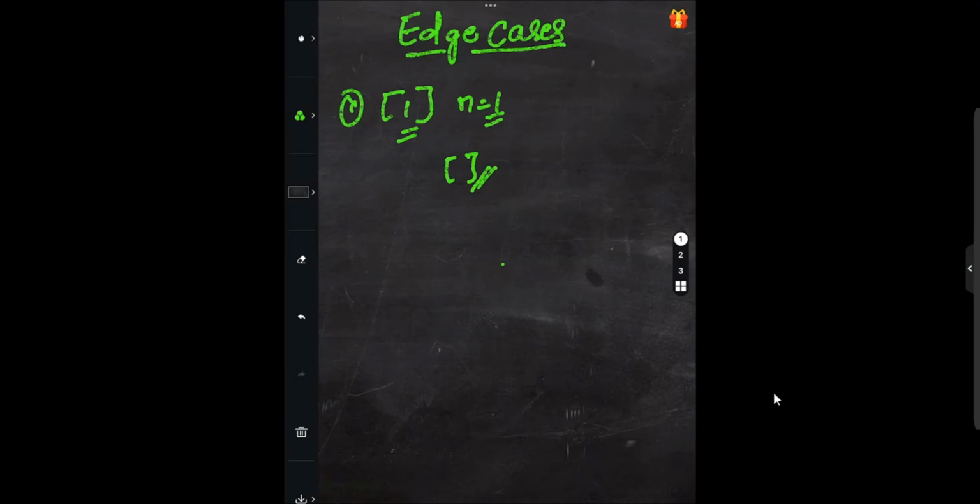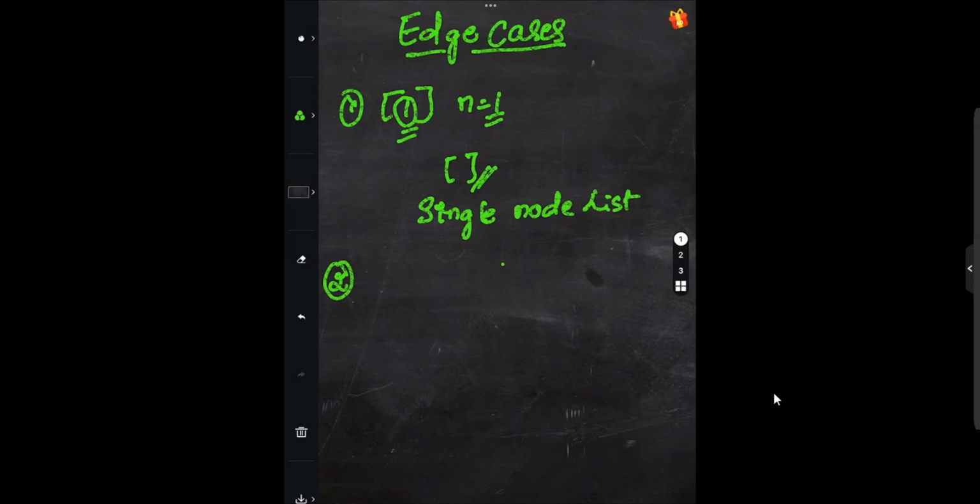N is given as 1 here. We are considering n as 1 and we are removing this element, so the output will be an empty array. The list becomes empty after the removal, right? So this is for the condition of a single-node list.